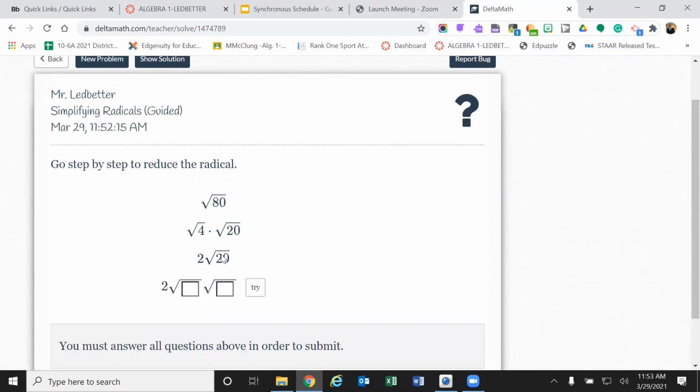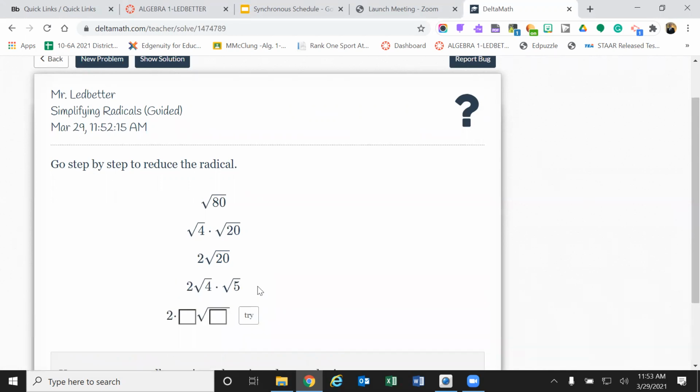Now they want us to break the 20 up. So you got to think of two numbers that could multiply together that give you 20. My brain is thinking 4 and 5. You might be thinking other numbers, and you could use them if you wanted to. So we use 4 and 5. Now, remember the square root of 4 is 2. It's a perfect square. And because that's a 2, if you notice there's already a 2 on the outside of the radical. It's 2 square root of 4.